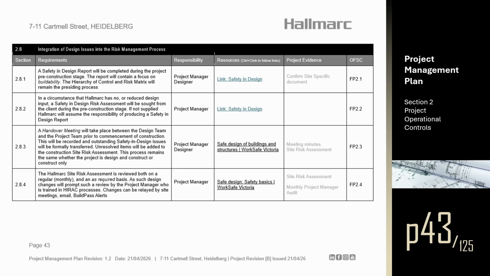Section 2.8. Integration of design issues into the risk management process. Section 2.8.1. A safety in design report will be completed during the project pre-construction stage. The report will contain a focus on buildability. The hierarchy of control and risk matrix will remain the presiding controls in this process. Section 2.8.2. In a circumstance that Hallmarc has no or reduced design input, a safety in design risk assessment will be sought from the client during the pre-construction stage. If not supplied, Hallmarc will assume the responsibility of producing a safety in design report.